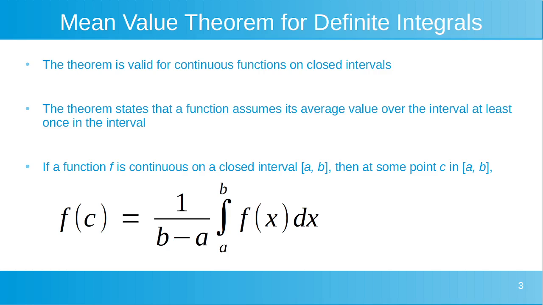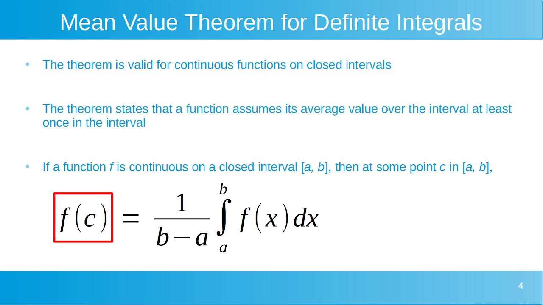We say this more formally and with a maths equation at the bottom of the screen. If a function f is continuous on a closed interval from a to b, then at some point x equal to c on the closed interval from a to b, f of c is equal to 1 over b minus a times the integral from a to b of f of x dx. What we're going to do now is explain this equation further.